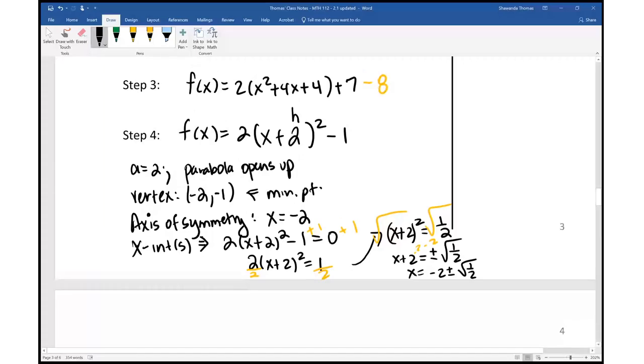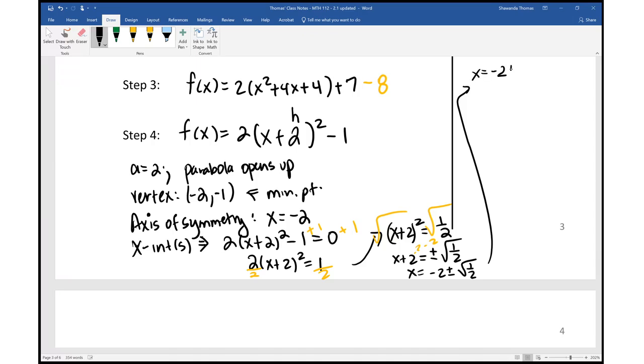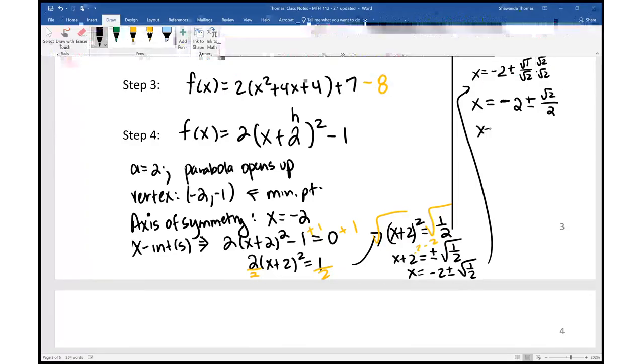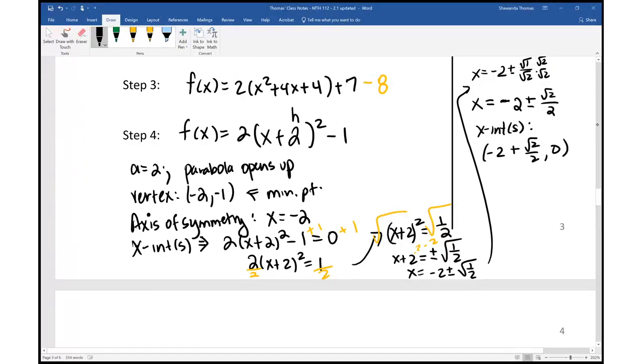Now, let's write this so that we do not have a radical in the denominator. So that's the square root of 1 over the square root of 2. We'll multiply top and bottom by the square root of 2. So that's negative 2 plus or minus the square root of 2 over 2. All right. So our x-intercepts are (negative 2 plus square root of 2 over 2, 0), and (negative 2 minus the square root of 2 over 2, 0).